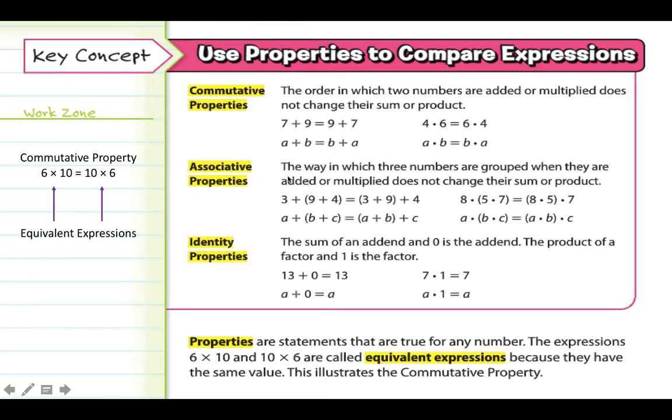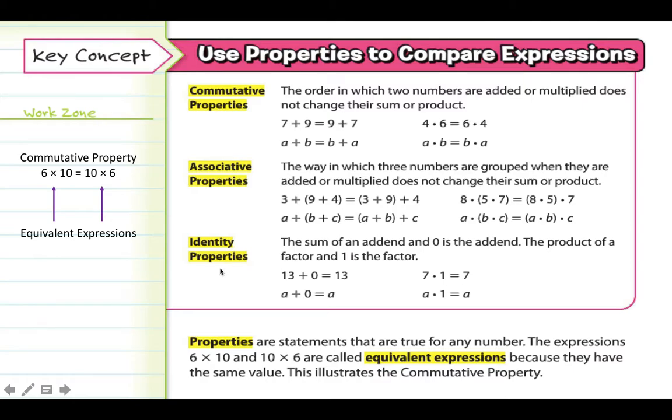The associative property says the way in which 3 numbers are grouped when they are added or multiplied does not change their sum or product. Take a look here, where 9 and 4 are grouped in parentheses, and 3 is not. 3 plus the quantity 9 plus 4 is going to give us the same answer as if we first added 3 and 9 in parentheses and then 4. The same is true for multiplication.